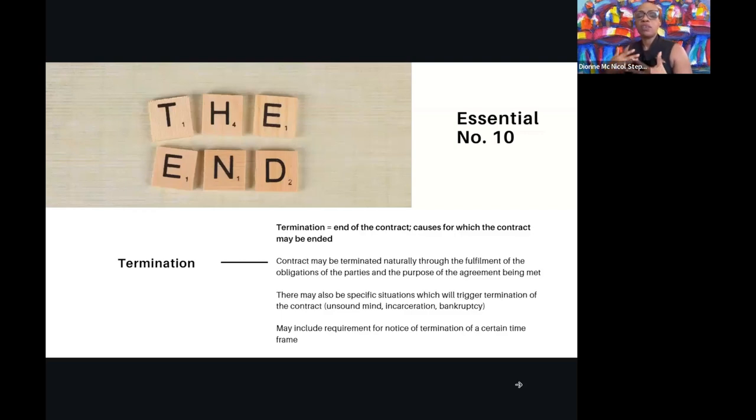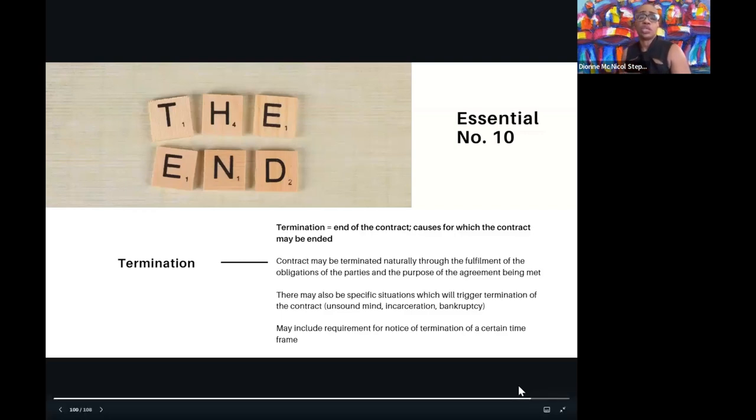There may also be specific situations which will trigger termination of the contract. Let's say I become of unsound mind, God forbid, or there's incarceration, or the company goes bankrupt. Contracts can be terminated on those causes.